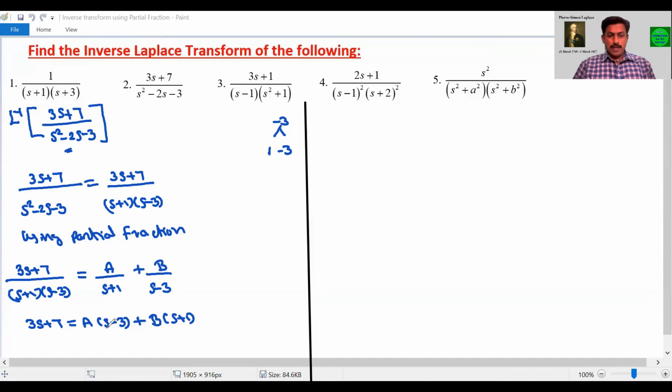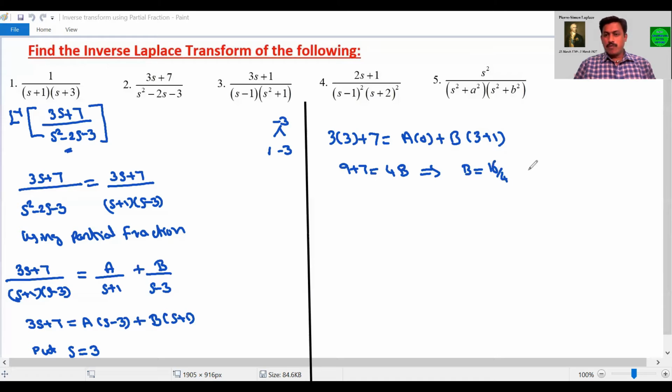Now I'm going to eliminate either A or B. I'm going to eliminate A by putting s equal to 3. If you substitute that, wherever s is there, replace it by 3. So 3 into 3 plus 7 equal to A into 0 plus B into (3 + 1). Therefore, 9 plus 7 equal to 4B, which implies B equal to 16 by 4. Therefore, our B value equal to 4.